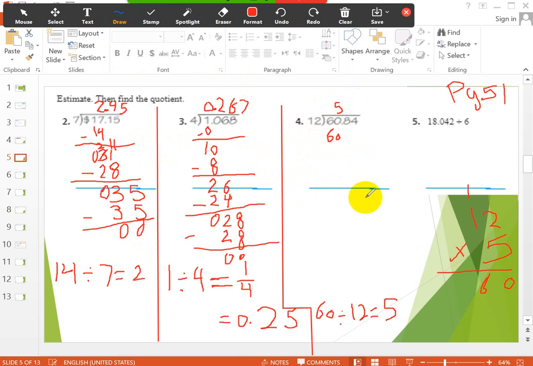So this one will be 60. Okay? Then I will subtract. 60 minus 60 equals 0. Okay? Now, look, after the 60 I have the decimal point, and I have to take it up right here and put it in the quotient. So it will be right here. Then I will take the 8 and I will divide it.